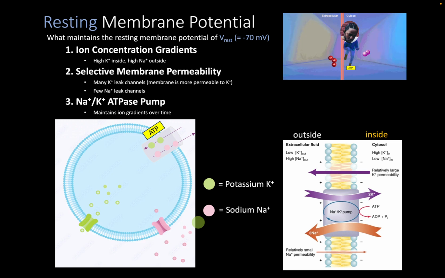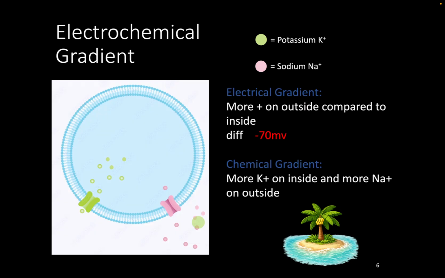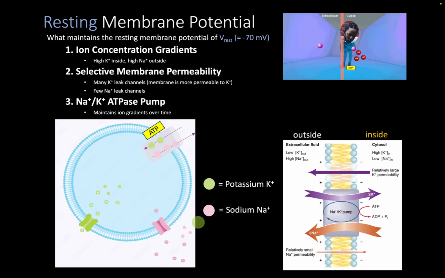So how do we maintain this though? This is how cells are normally. But there's a couple of things we need to consider here. So here's the same situation. We have our cell, more potassium in, more sodium out. We have already talked about the concentration gradients. Check, we got that.